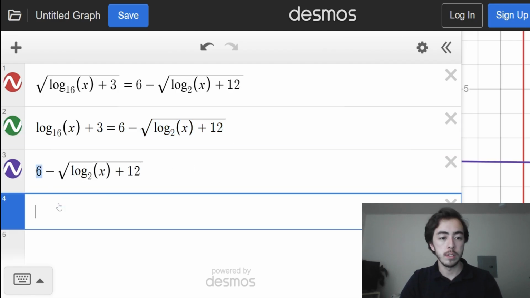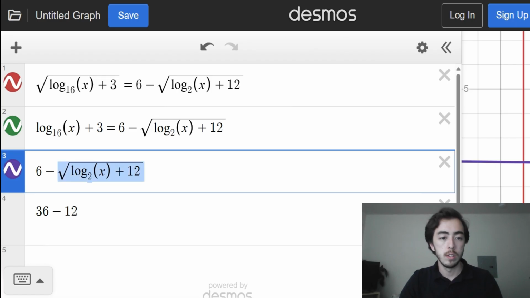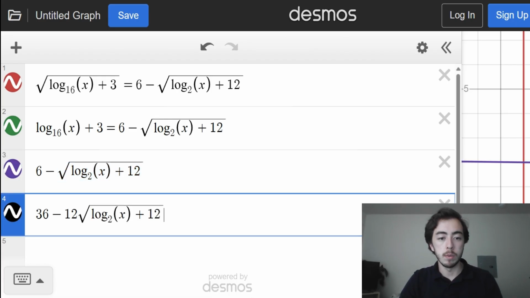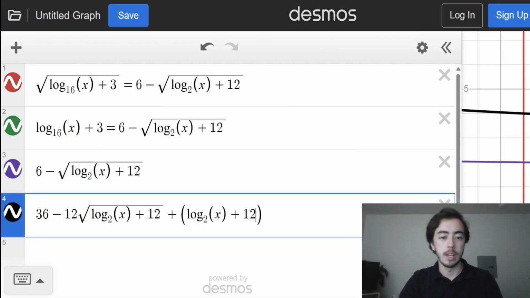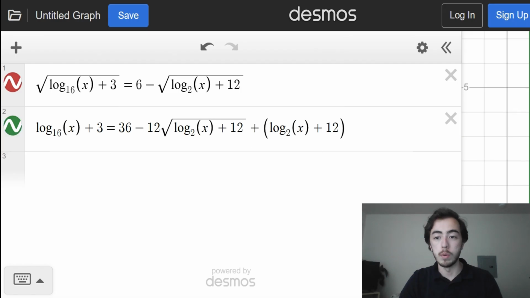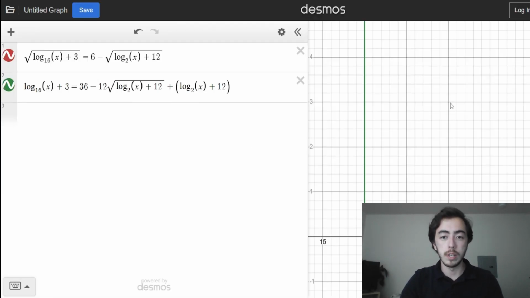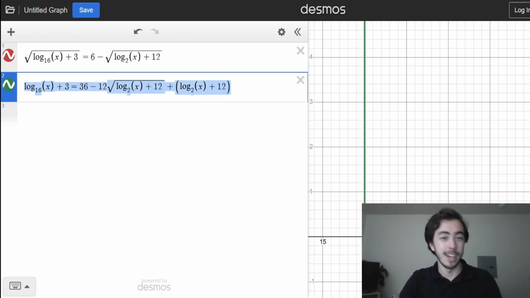We will get the first times the first, which is 36. We will get 2 times the product of these things, so it's going to be a minus 12 and then that square root. And then finally, we will add on the square of the last term, which is just going to be that term without the square root sign. So if I copy and paste all this stuff over here, this is basically squaring both sides. And to confirm that my algebra is making sense, I can kind of hide the green line and show that it's directly above the red one. So this longer expression is still producing x equals 16 out of it.